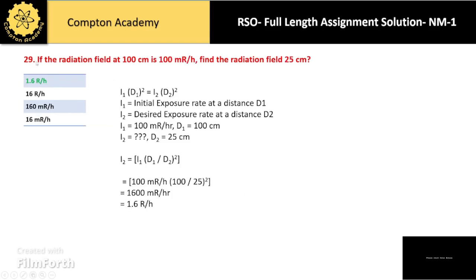Now the question number 29: if the radiation field at 100 centimeter is 100 mR per hour, find the radiation field at 25 centimeter. We all know that intensity or exposure is directly proportional to 1 upon d square. Here d1 is a distance corresponding to the exposure I1 and d2 is corresponding to exposure I2. By putting these values in the formula, we get the value 1.6 Roentgen per hour for this question.